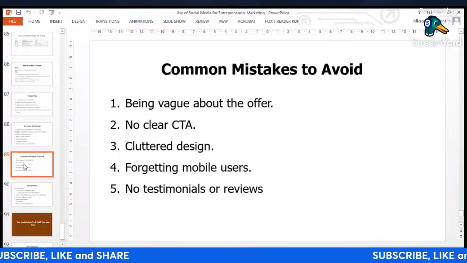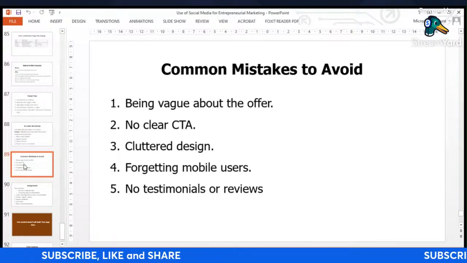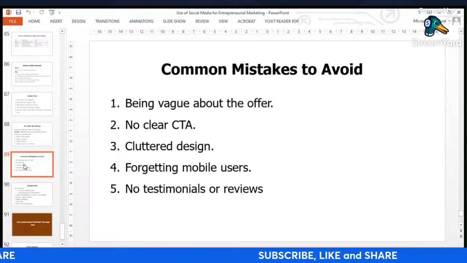Number three, cluttered designs, where your designs are just scattered here and there. It's not like you arrange them and you put them in an order that people can really flow through and connect them, or sometimes images are not necessary and then people are putting images.